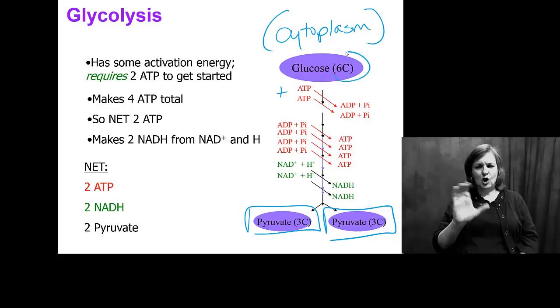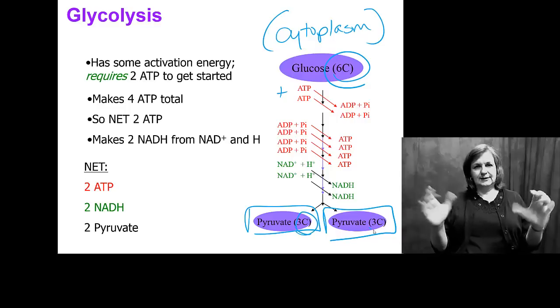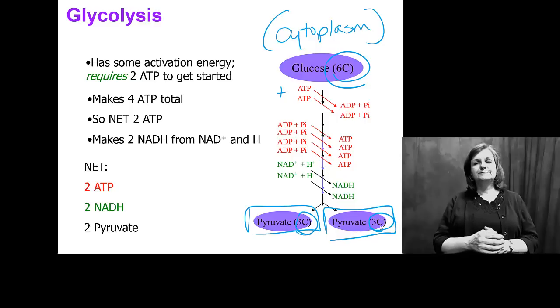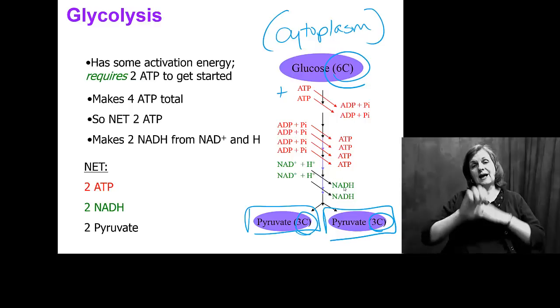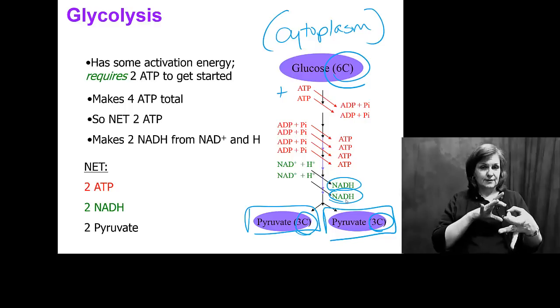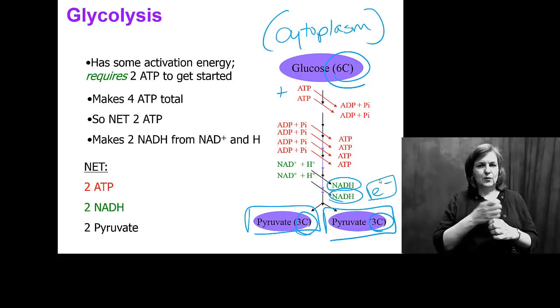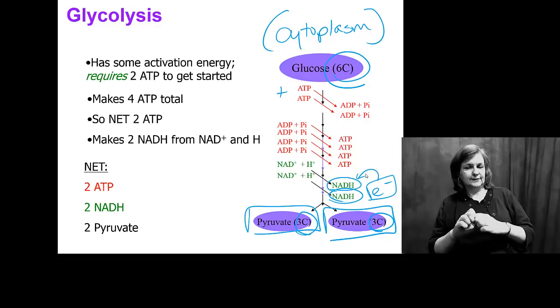So you've got to follow the bouncing carbons here. Glucose has 6 carbons. We cut it in half. Each molecule has 3. That should be pretty easy for you. We're also going to make some electron carriers. Why? If you break a bond, you release electrons. We need those, so they're going to get picked up by the electron carriers.